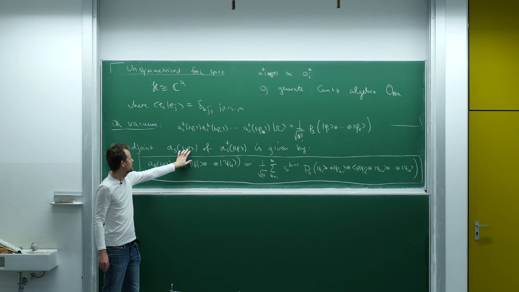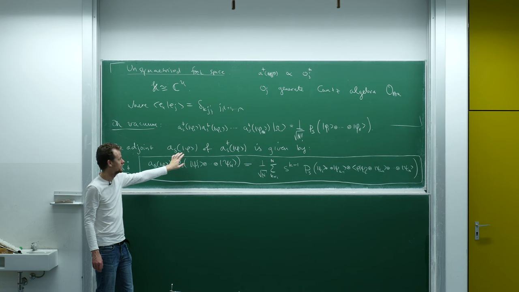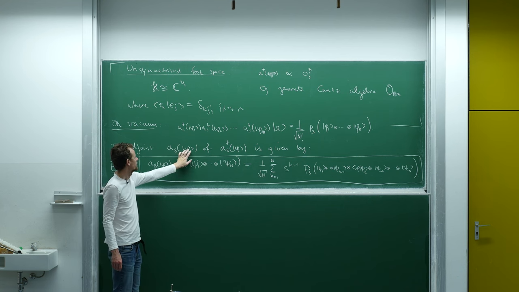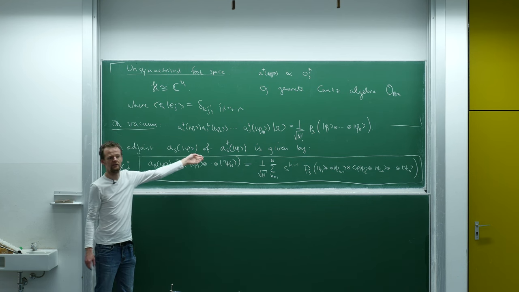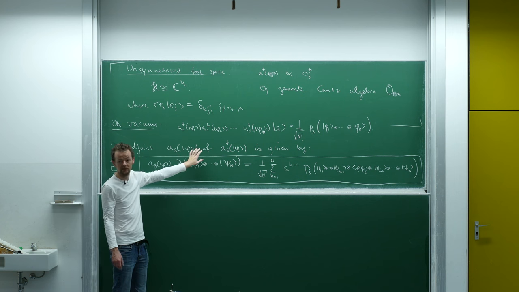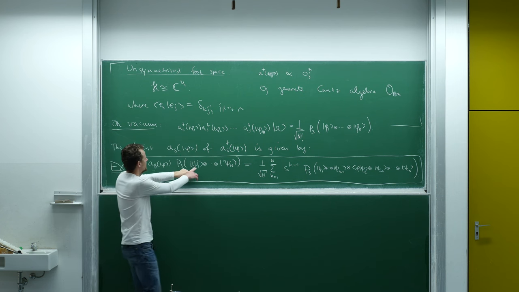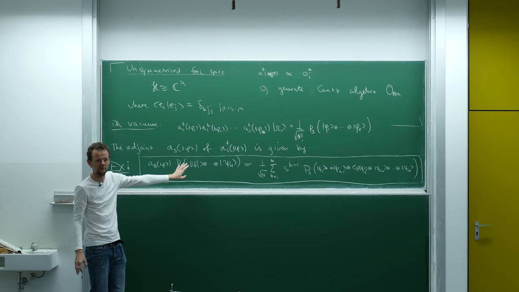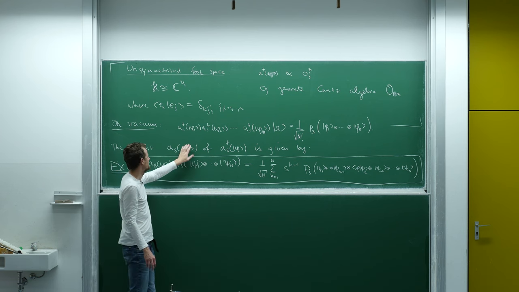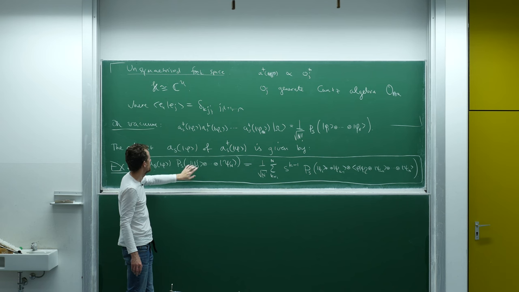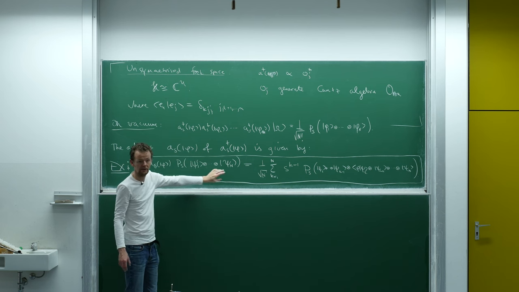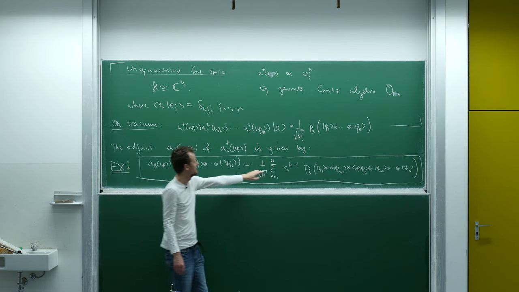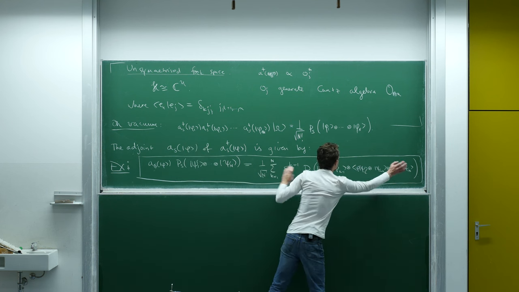The adjoint AS phi of this creation operator, you get it by taking the inner product of phi with this state here. But of course, phi is an element of the single particle Hilbert space, and this state here is an element of the n-fold tensor product of the single particle Hilbert space. So the way you get around this is you take the inner product of this with each of these vectors in turn and sum them up. That's what this is doing here.